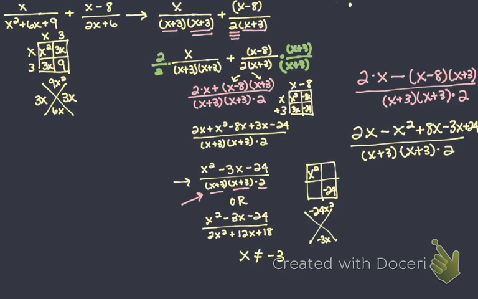From here, I would go ahead and simplify. So I only have the 1x squared term, so I have a negative x squared. I'm going to take 2x plus 8x minus 3x. So 2x plus 8x is 10x. Take away 3x, it's going to be a positive 7x. And then I have a positive 24, all over the quantity x plus 3 times x plus 3 times 2.